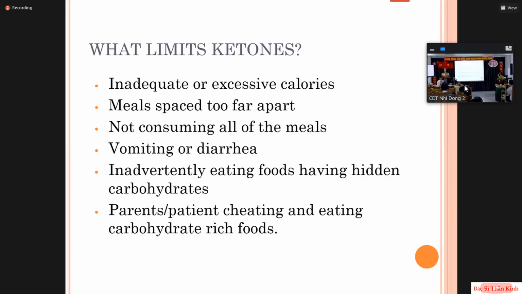What limits ketones? So inadequate or excessive calories, if the meals are spaced too far apart. So we always recommend that there should be less than 12 hours gap between the last meal and the first meal. Not consuming all the meals, if there is vomiting or diarrhea. Inadvertently eating foods having hidden carbohydrates, and if the parents or patients are cheating and eating carb-rich meals.